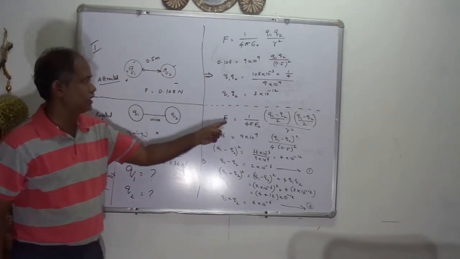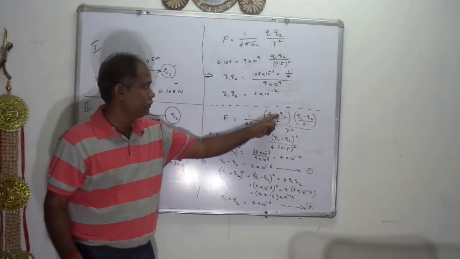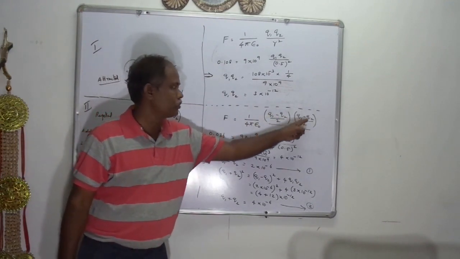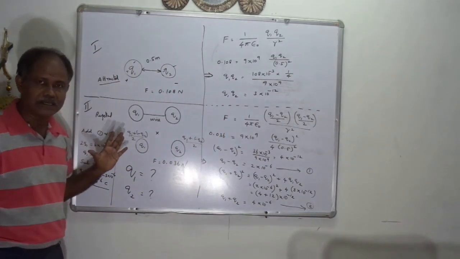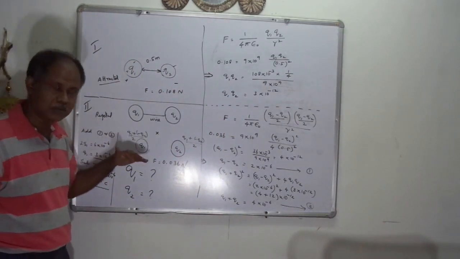Just use this formula here, that is F is equal to 1 by 4 pi epsilon, and instead of Q1, Q2, use Q1 minus Q2 by 2, with R square as it is. Are you able to follow?